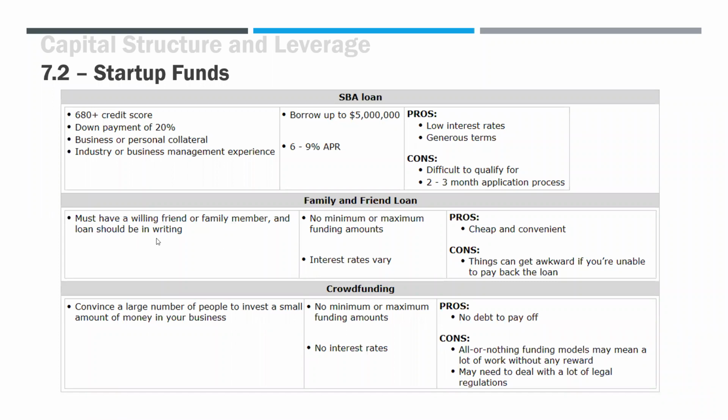Family and friends, risky. It's risky to borrow money from family and friends. Any loan should be in writing, any. So minimum, maximum, basically how much do they have available? How much are they willing to give you? Interest rates, is there one? Depends on the person.